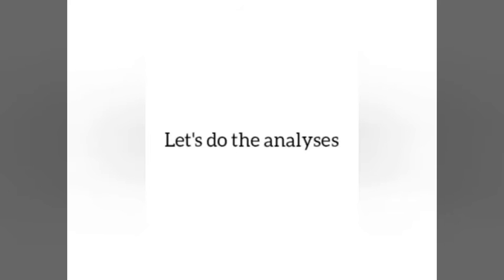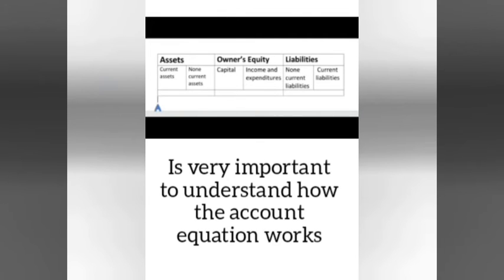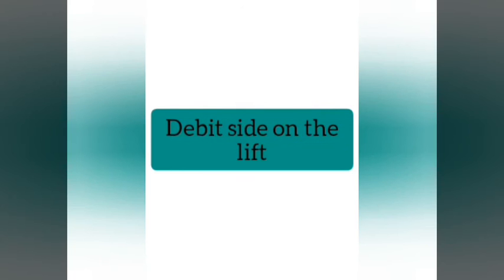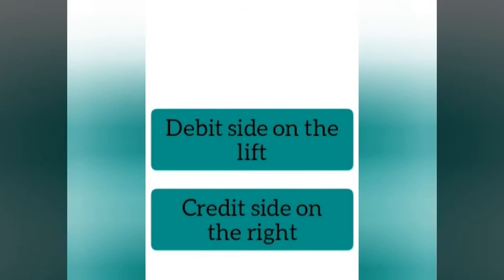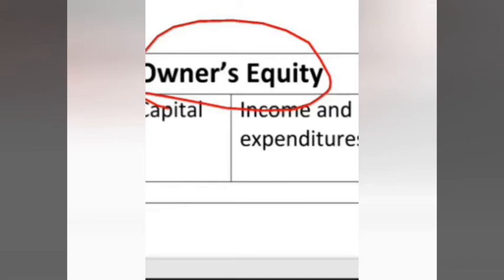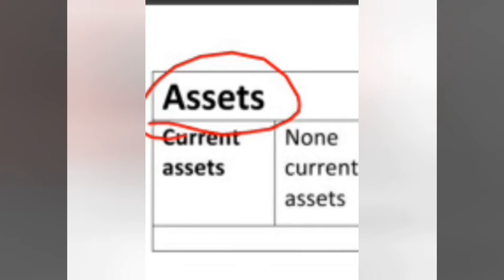Let's do the analysis of transactions and source documents and different journals using our accounting equation. It's very important to understand how the accounting equation works. The accounting equation has the debit side on the left and the credit side on the right of each account, referring to your assets, your owner's equity, and your liabilities. Looking at your asset, it has the debit and credit side.